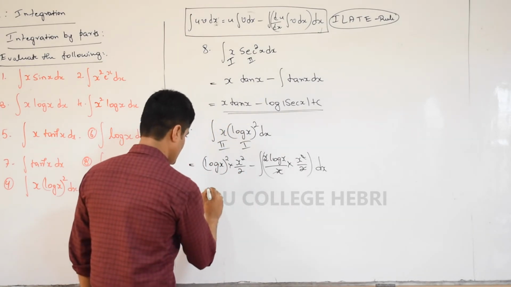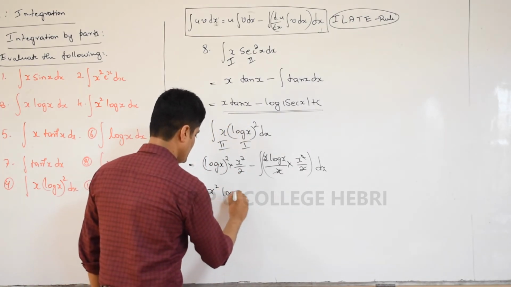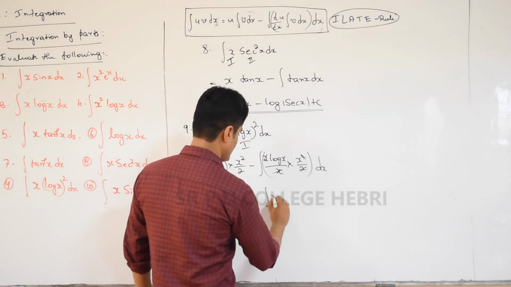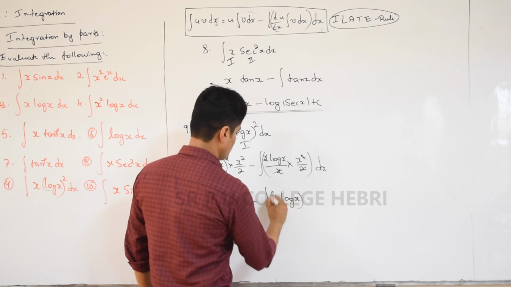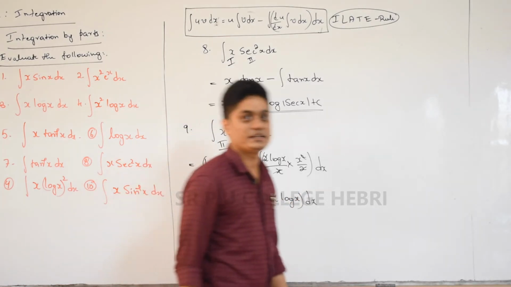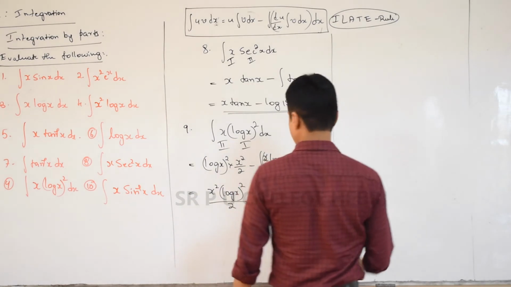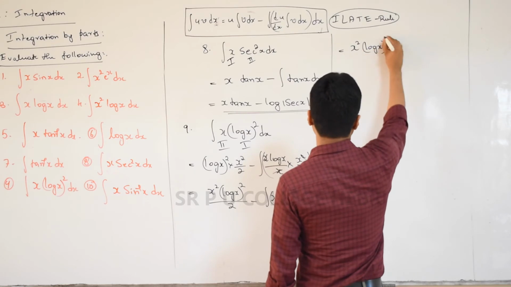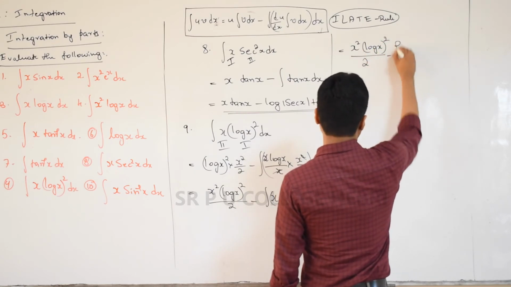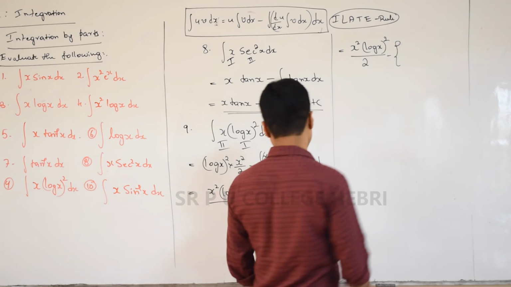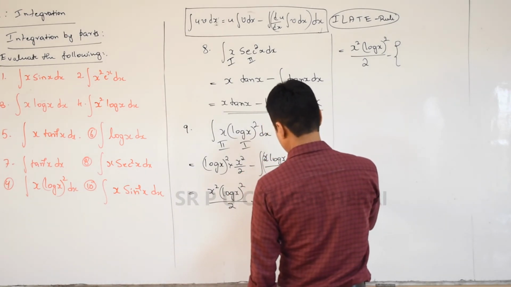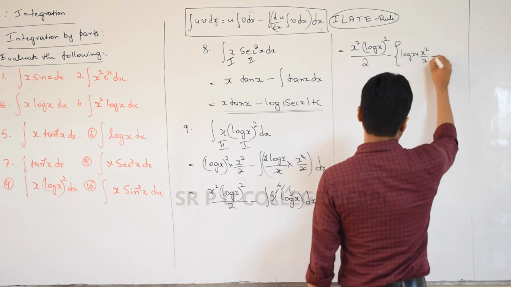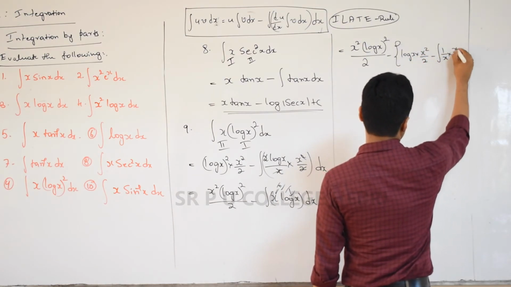So what will you get? X square into log x whole square divided by 2 minus what is remaining? X log x. So this shows that you have to apply integration by parts again. So apply again, not an issue, it is simple. Put a bracket here, so be careful. Again log x will be the first function, x will be the second function, so log x into x square by 2 minus 1 by x into x square by 2.